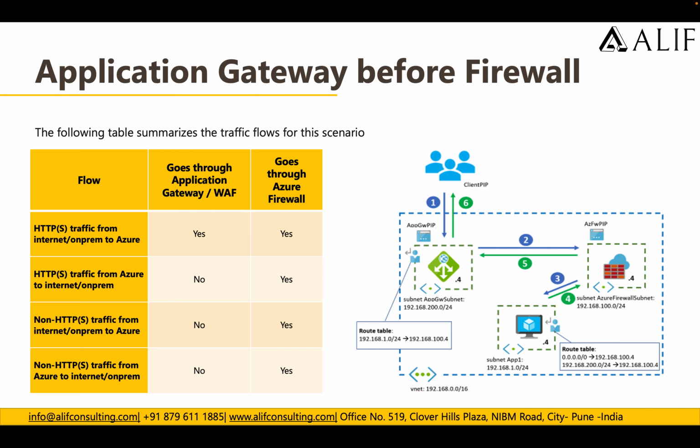Another option is application gateway before firewall. So in this case, what is going to happen? All the traffic which is for HTTPS is going to come to the application gateway, and the application gateway will send the traffic to the firewall. The firewall is going to scan the traffic, and then from there it's going to send it to the VM. Whatever the response is, it will be sent to the firewall, and the firewall is again going to scan it, and then send it back to the application gateway, and then back to the client, right? This is how it's going to be.